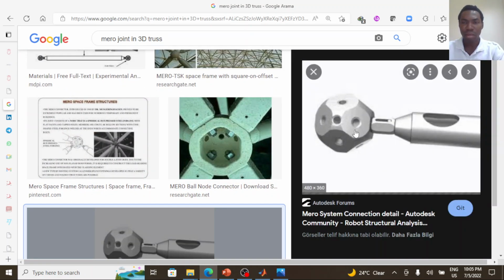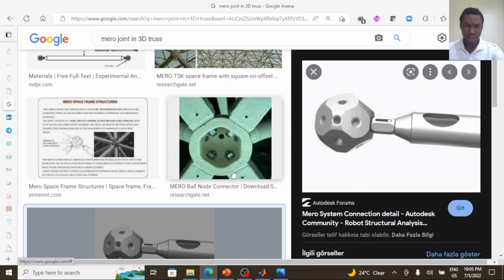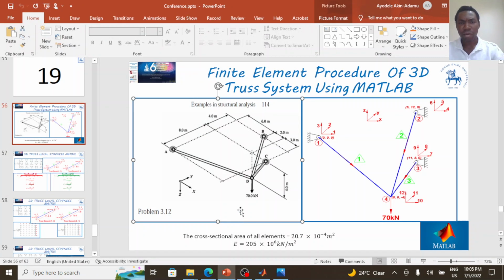The mero joints. So this is the joint which is widely used in 3D roof systems. So this is a brief introduction of the application of the 3D truss system. Now we are going to solve a numerical problem for a 3D truss system.